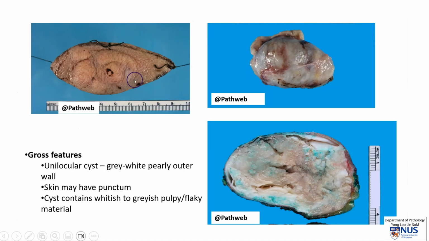So here are some of the gross features. Here is one example of an ellipse of skin with this domed or raised area, and you can see here a small central opening, which is the punctum. This is again the outer wall of the cyst with the overlying skin, and you can see that it is very well circumscribed. It appears grayish and pearly here. And this is a cut surface, and you can see the skin, and this cyst is actually full of this whitish, grayish, flaky or pulpy material.